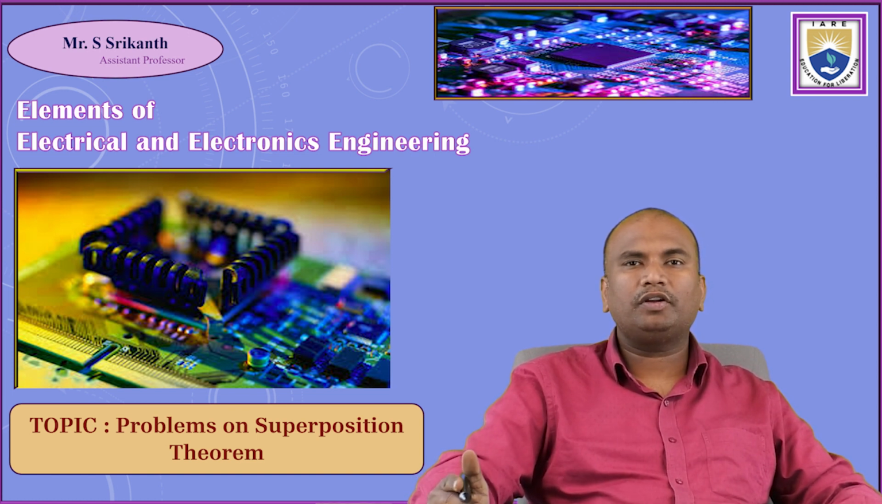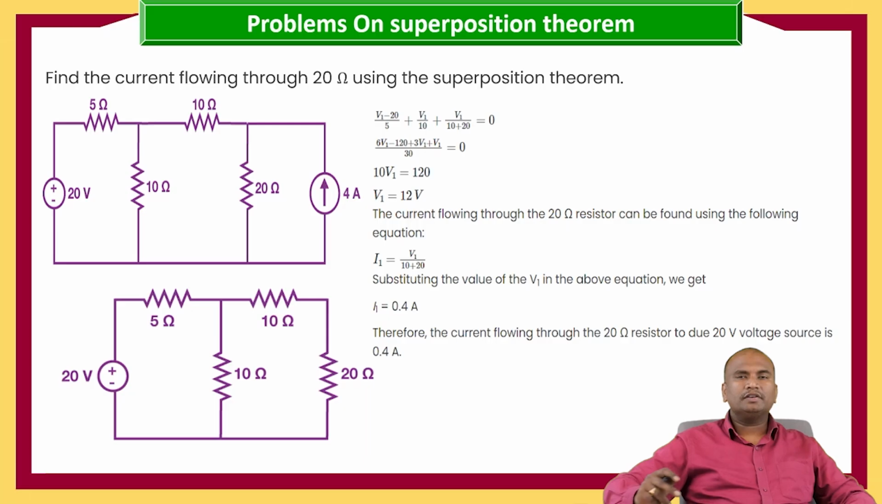In this session, I'm going to discuss some problems on superposition theorem. Superposition theorem states that in any linear, bilateral, planar circuit which consists of two or more sources, the response in any element is equal to the algebraic sum of responses caused by individual sources acting alone, by making other sources non-operative. Non-operative means voltage source replaced with short circuit and current source replaced with open circuit.